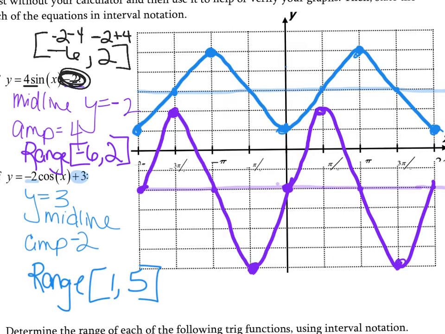Weird. Let me try this down at the bottom. So if I take my midline of 3 and subtract my amplitude of 2, that gives me a 1. If I take my midline of 3 again and add my amplitude of 2, I get 5. Exactly the same. Of course, you can always refer to your graph, but it's a nice quick way to do that.